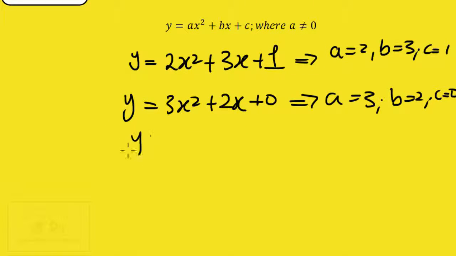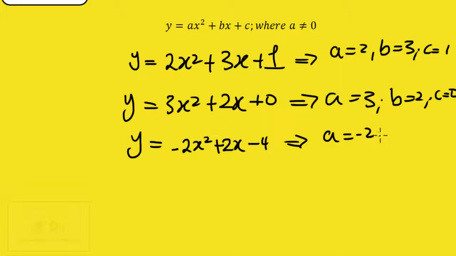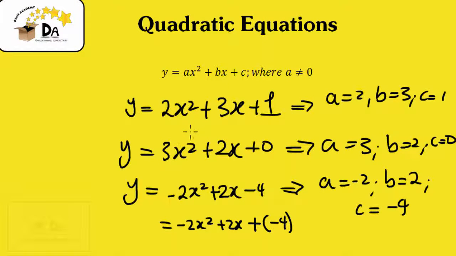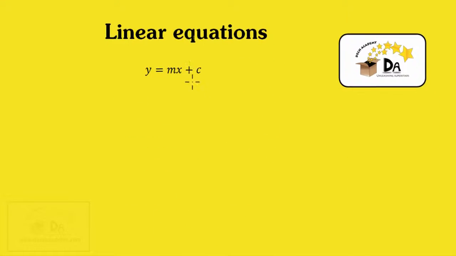Here's another one, y equals minus 2x squared plus 2x minus 4. Here, a is minus 2, the coefficient of x squared, b is 2, the coefficient of x, and c is minus 4, because this expression is the same as minus 2x squared plus 2x plus minus 4. I'm just giving you a review because now we're going to move on to linear equations.